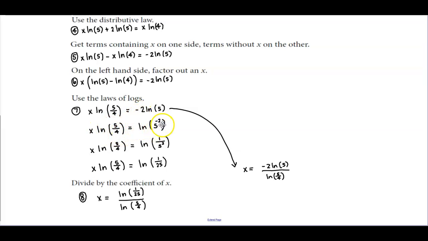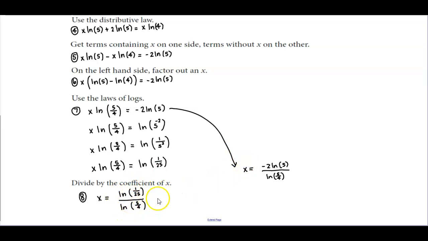On the left side, we don't change anything in this next step, but over here we can write negative 2 now as the exponent using the laws, or the power rule, to be natural log of 5 to the negative 2. The left side still remains the same. On the right side, 5 to the negative 2 is the same thing as writing 1 over 5 to the positive 2 exponent. And again, the left side is going to remain the same. And then over here, we know that 5 squared is 25. So this is going to equal the natural log of 1 divided by 25. So now we can divide by the coefficient of x. So in order to get x by itself, we can divide both sides by the natural log of 5/4. And so therefore, this would be the exact solution.